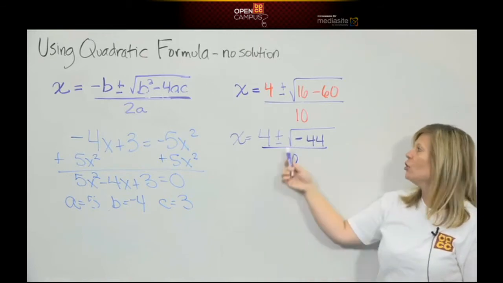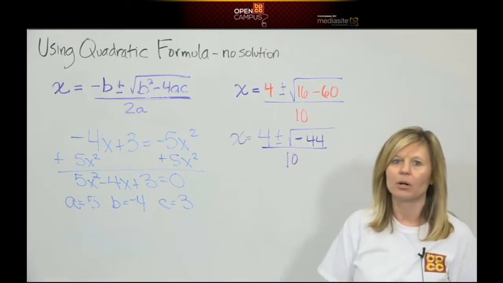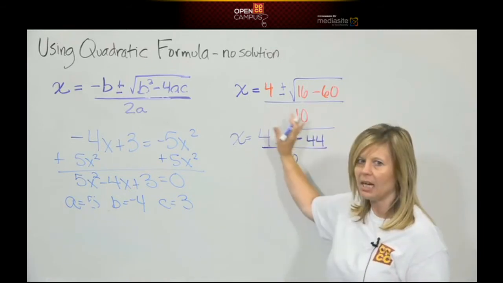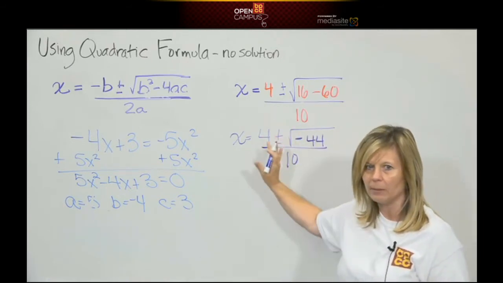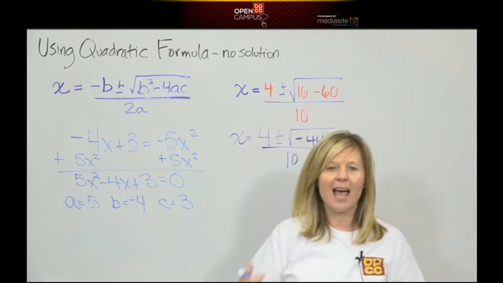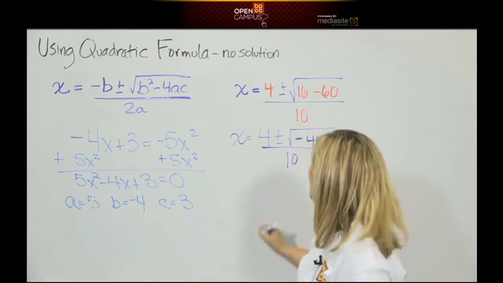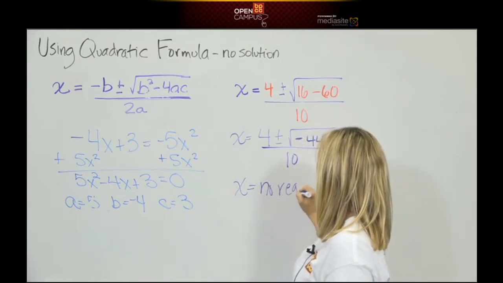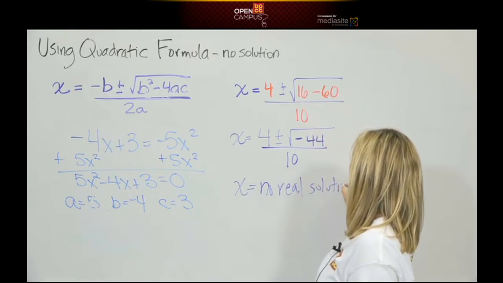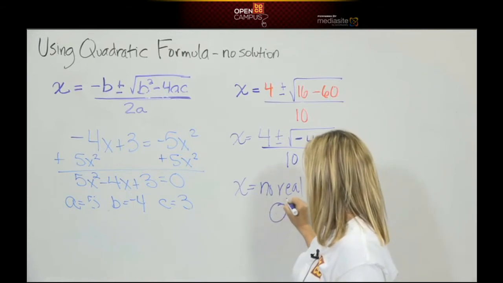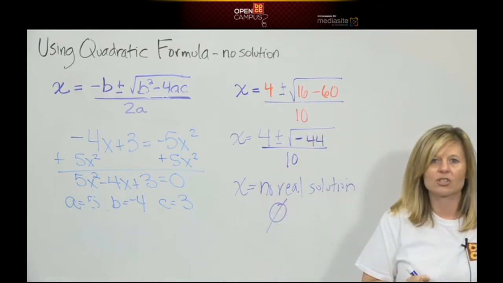Now, we want to square root negative 44. Everybody knows you cannot square root a negative number. If you cannot square root a negative number, you cannot proceed working this formula. And if we cannot proceed working this formula, then we have no answer for x. And the way we say that is we say x has no real solution. We have no answer. Our symbol for no solution is 0 with a slash.